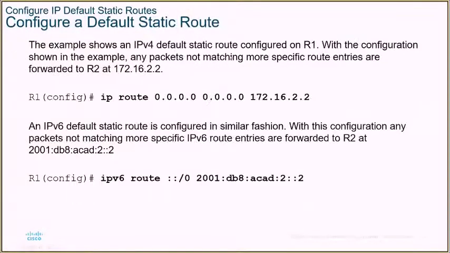So here's an example, or two. For a default route, here you can do ip route, quad 0, quad 0, and then the next hop IP address. Of course, for IPv6, it's the destination that we spoke about earlier, and then the next hop IP address. Of course, it could be an exit interface as well.